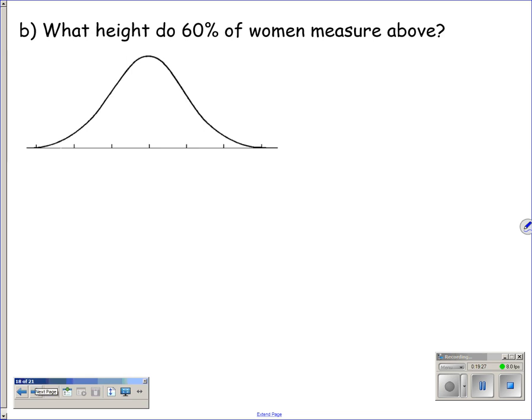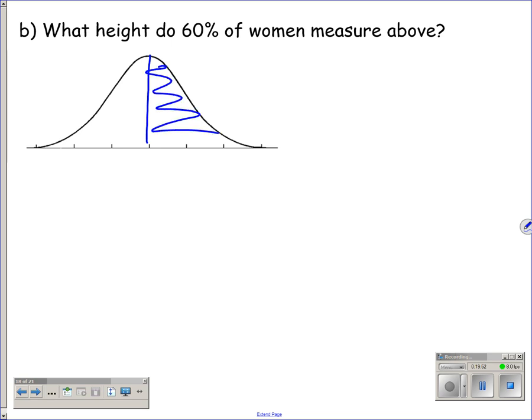Here's where I start to trick a little bit of people. They kind of get confused with this, so try to work with me here. It says, what height do 60% of women measure above? All right, well, let's again start right here in the middle. What percent of people fall above the mean from this point? What's the percent of people that fall above?